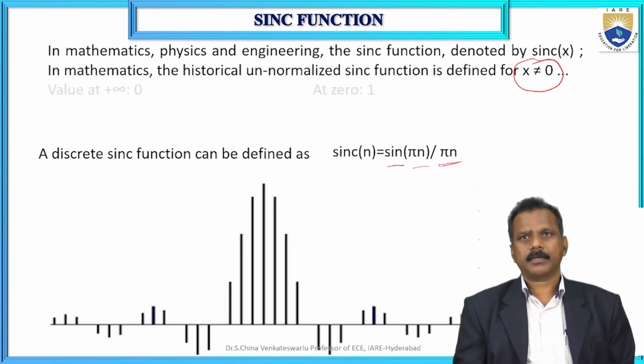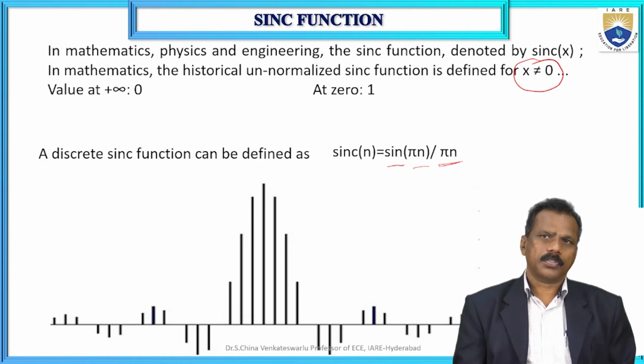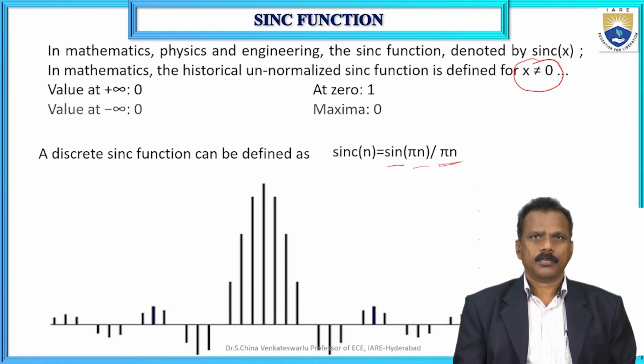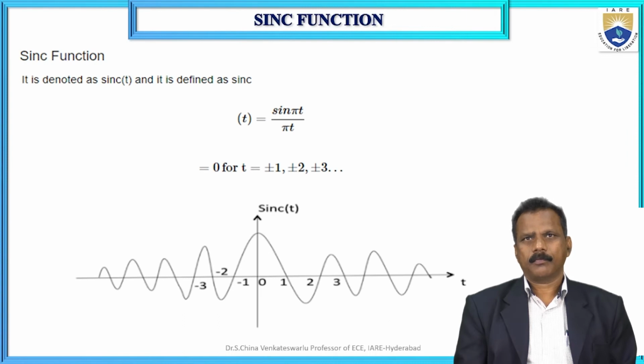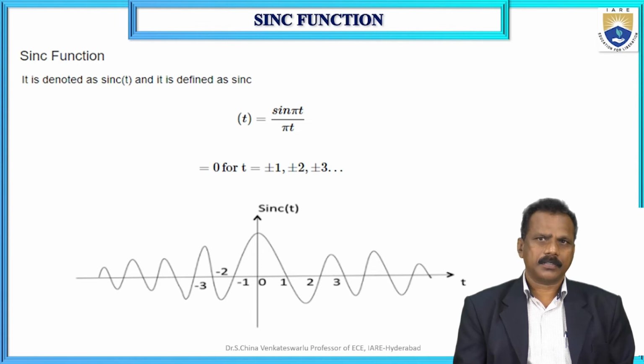Like this, to represent the value at plus infinity it is 0, and at 0 it is 1. The value at minus infinity is 0, and the maximum is 1. Like this is the sinc function, denoted as sinc of t, and it is defined as sine pi t by pi t, which is 0 when t is equal to plus or minus 1, plus or minus 2, plus or minus 3, plus or minus 4, and so on.